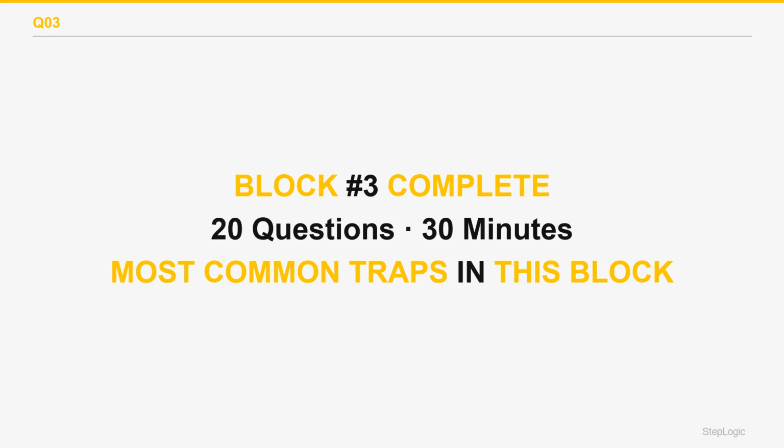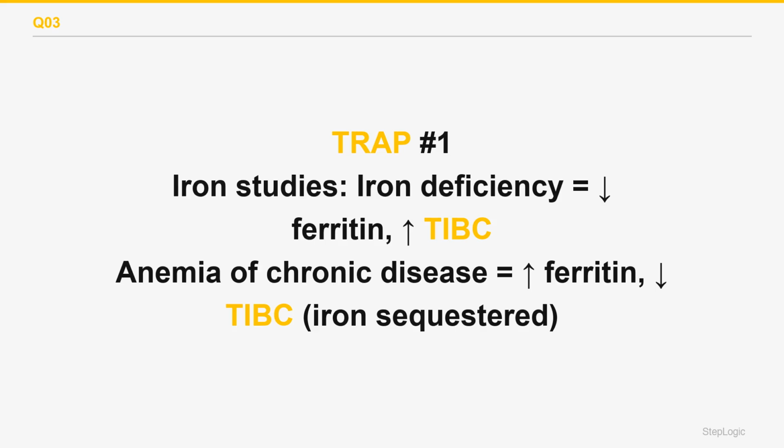Block 3 is done. Let's review the 5 biggest traps from this block. Trap 1. Distinguishing iron deficiency from anemia of chronic disease. Both are microcytic, but the iron studies are mirror images. Low ferritin and high TIBC means true iron deficiency. High ferritin and low TIBC means iron is sequestered, chronic disease.